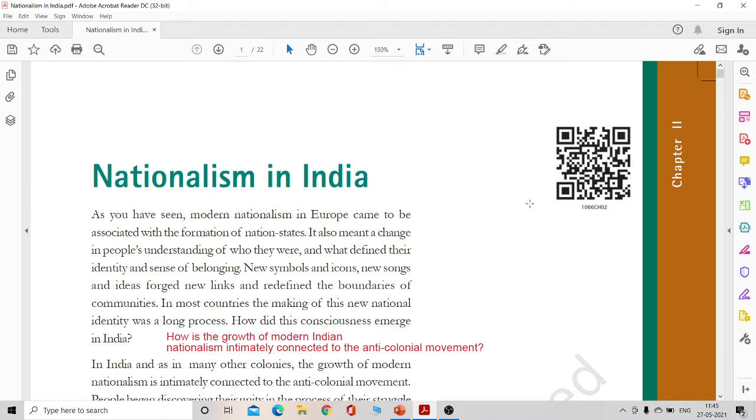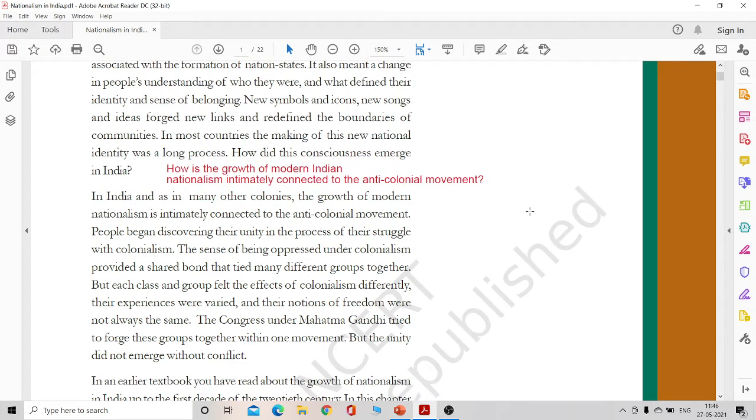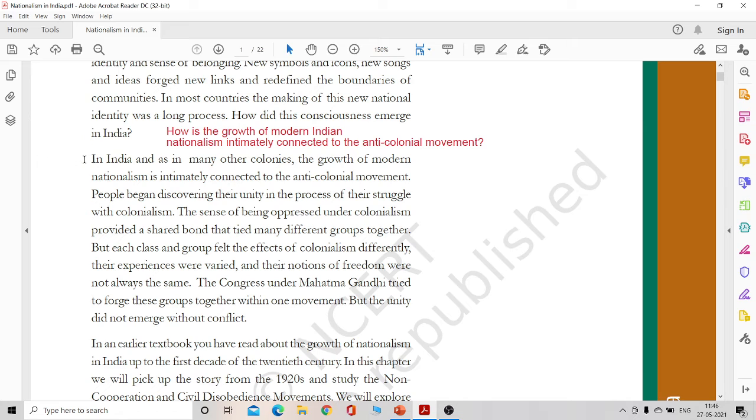So, let's look at the first question that is there. It's a 3 marker question. How is the growth of modern Indian nationalism intimately connected to the anti-colonial movement? So let's have a look. The answer is here. In India, as in many other colonies, the growth of modern nationalism is intimately connected to the anti-colonial movement. People began discovering their unity in the process of their struggle with colonialism.